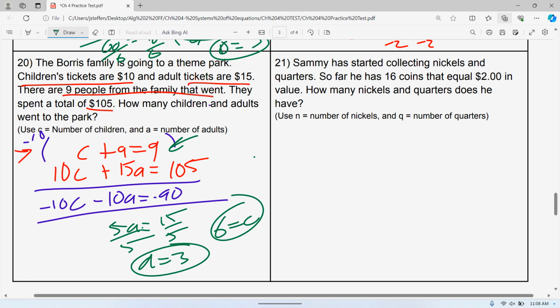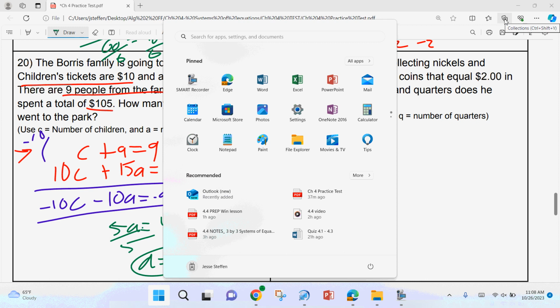So this next one, actually, I'm going to get to this one later.